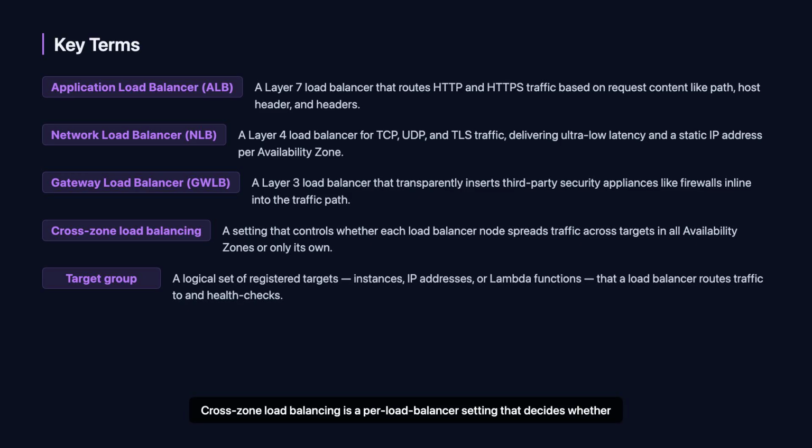Cross-zone load balancing is a per-load balancer setting that decides whether traffic fans out across every zone or stays local to the node that received it. And a target group is the named collection of targets, instances, IP addresses, or Lambda functions that the load balancer forwards to when health checks pass.